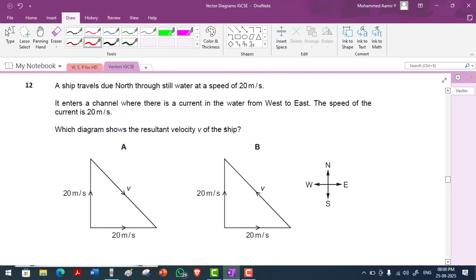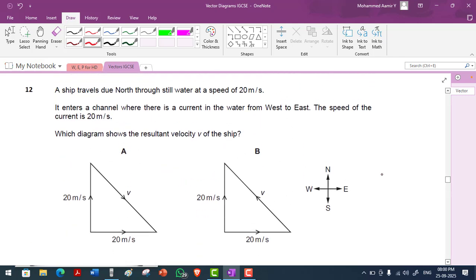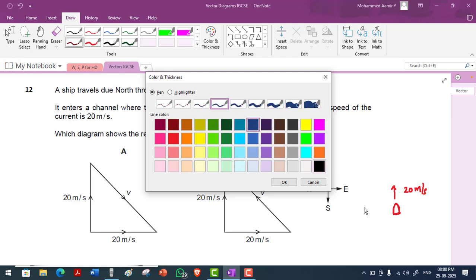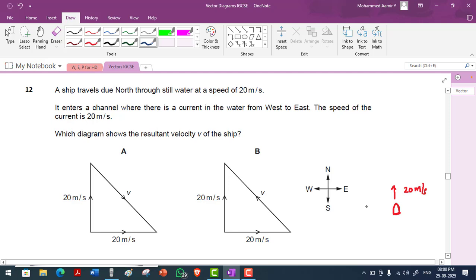Okay, now this question. A ship travels due north. So this is the north direction, and there is a ship. I'm just drawing in a short way. It travels towards north, students, at 20 meters per second. The ship's direction is towards north, and it enters a channel where the current in the water is from west to east. So the water current is hitting from west to east like that. What is the magnitude of that?